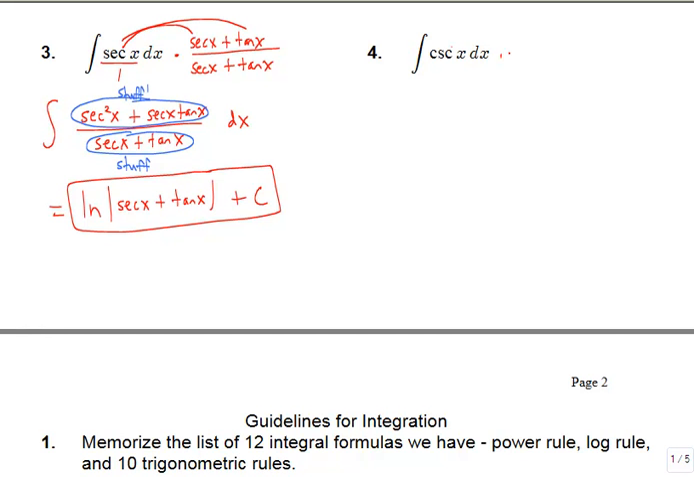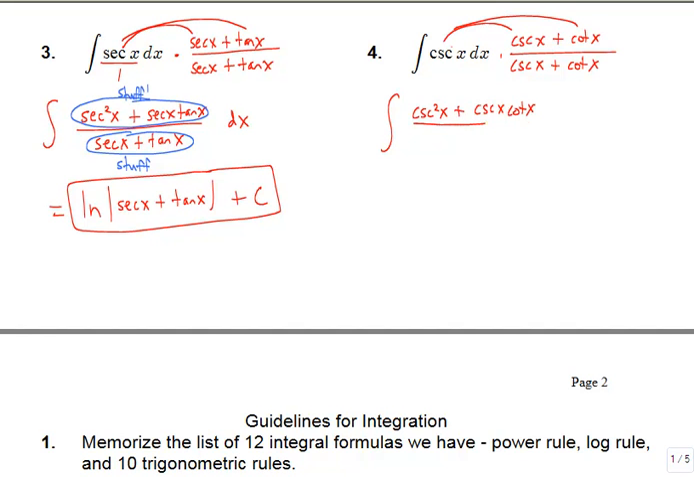We're going to multiply it by a fancy version of 1. I'm going to multiply by cosecant x plus cotangent x on the top and on the bottom. So when I distribute this cosecant across, I will get cosecant squared x plus cosecant x cotangent x all over cosecant x plus cotangent x and that dx on the side.